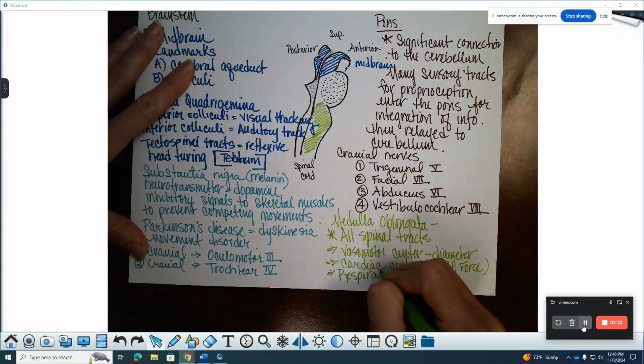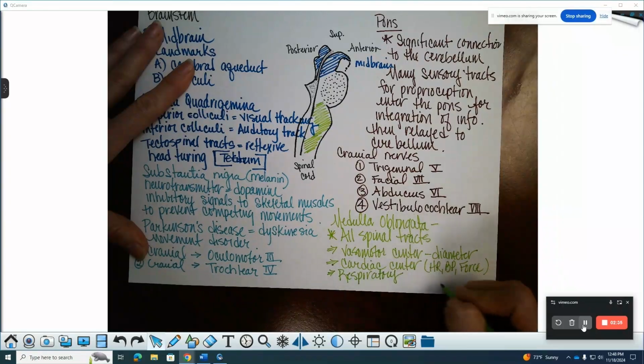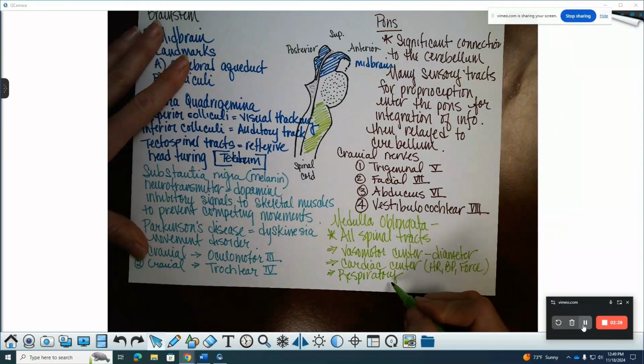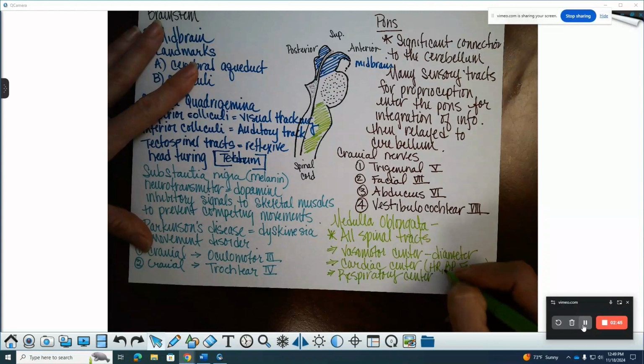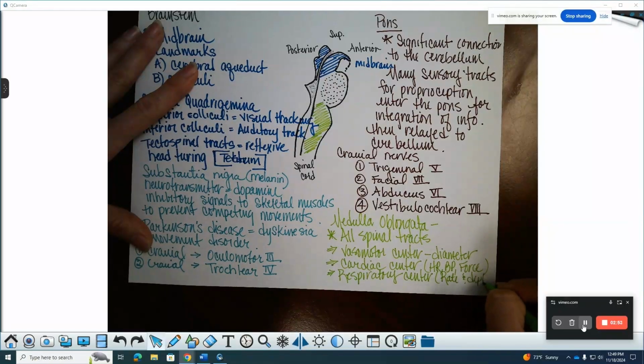Respiratory centers. There are also respiratory centers in the pons, one specifically in the pons, but there's two in the medulla oblongata. Okay, respiratory center, so rate and depth of breathing.